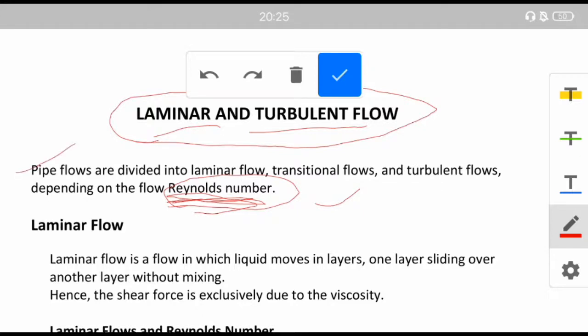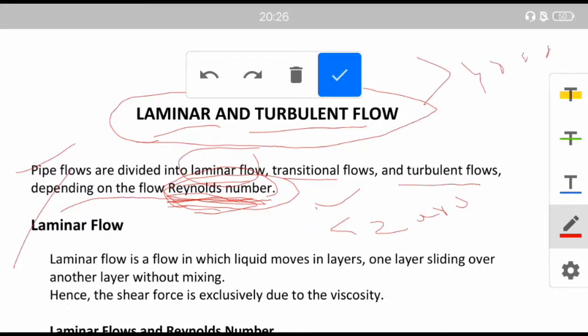So pipe flows are divided into laminar flow, transition flow and turbulent flow depending on the Reynolds number. We know that whenever the Reynolds number is less than 2000, the flow is laminar, and if it is greater than 4000, then the flow is turbulent, and if it is between 2000 and 4000, the flow is transitional. In laminar flow, the liquid moves in layers, one layer sliding over another without mixing, and hence the shear force is exclusively due to viscosity.